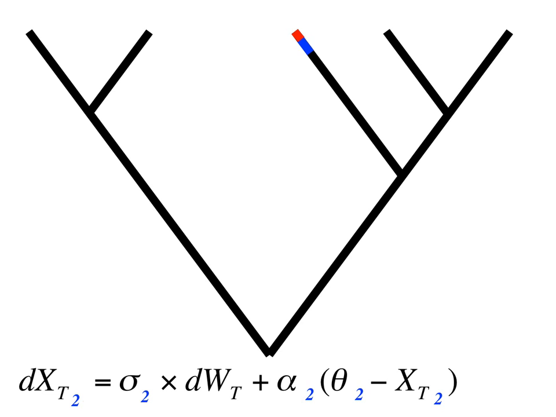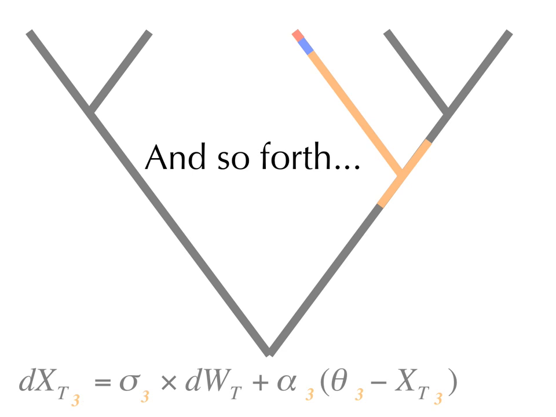And I continue this painting across the whole tree. Now in practice, this would get crazy. I don't want to have a different rate parameter every second of time. You want to simplify the model. So the basic model allows you to have heterogeneity in the tree. You can also have a different rate for this part versus this part.